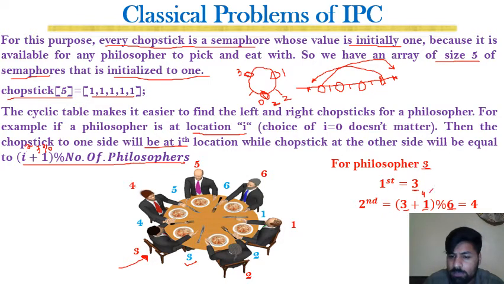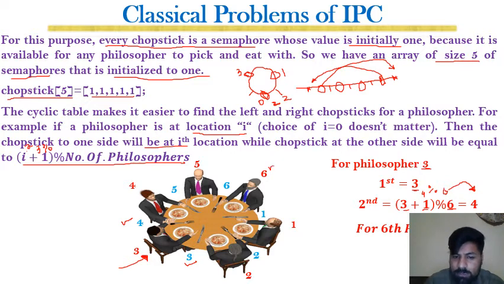4 modulus 6 means: if 4 is divided by 6, what is the integer remainder? You can see that the integer remainder will be 4. So the chopstick on the other side will be the fourth chopstick.